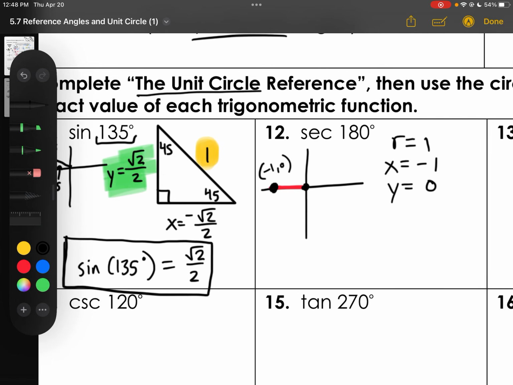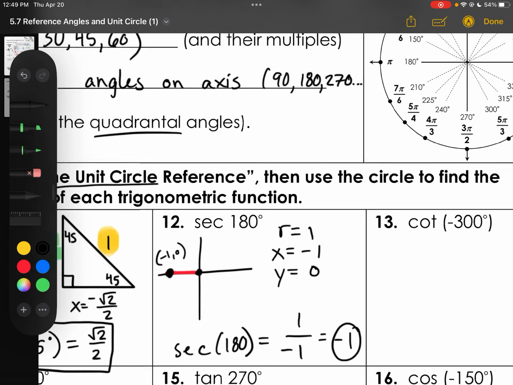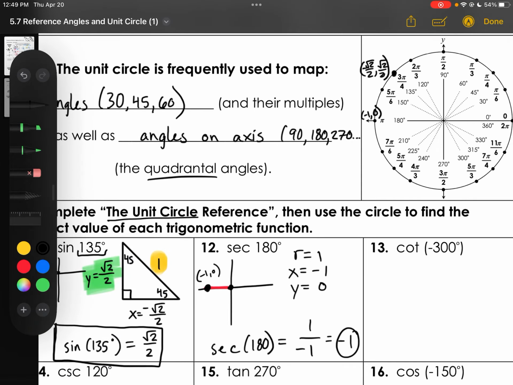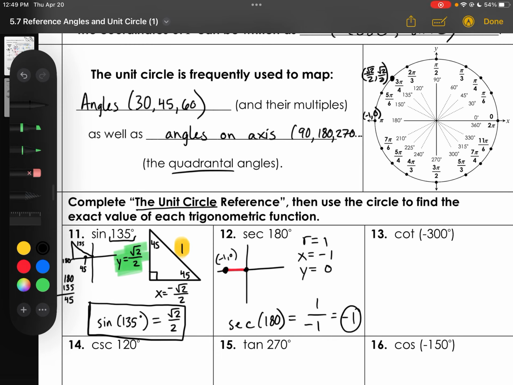So if it's asking us for secant, well, the secant of 180 is equal to 1 over x, and in this case, x is equal to negative 1. That's where that came from. So because of that, the secant of 180 is a final answer of negative 1. So we can go back up to our unit circle now and fill that in at 180. Our ordered pair is negative 1 comma 0. So now if we have a future question that asks us about 180, we'll have our x and y values already done.